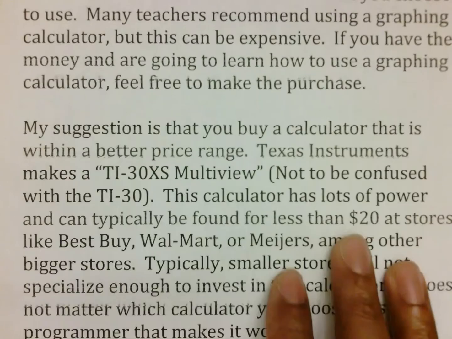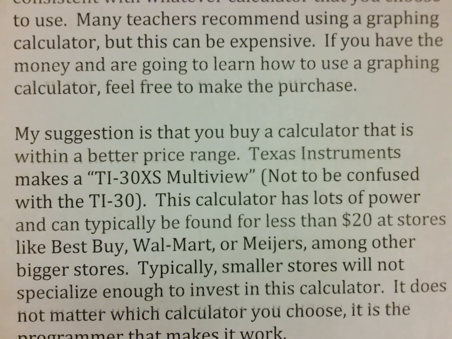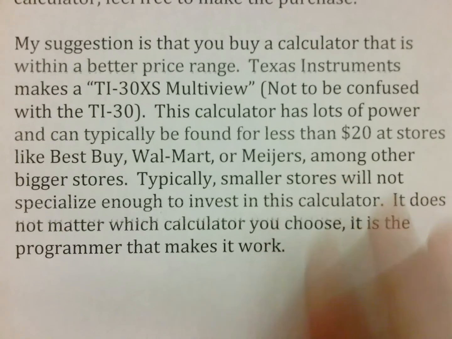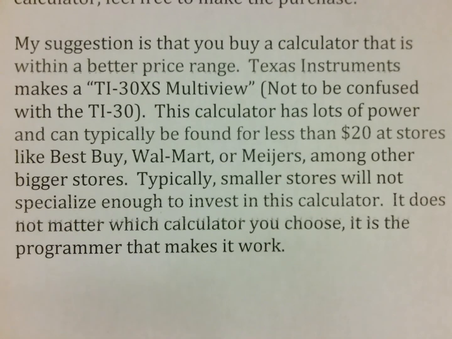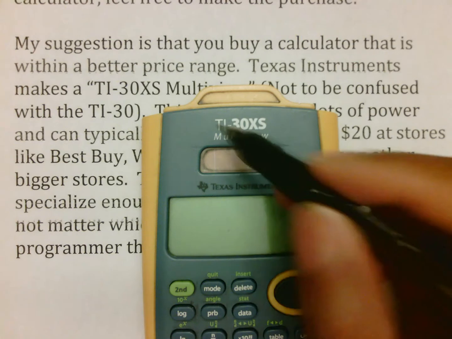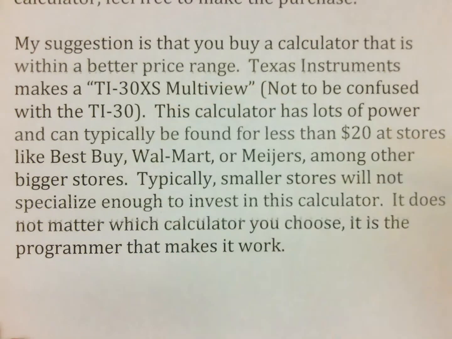But whenever you go to take a test in school, they give you whatever calculator. They don't give you any specific calculator, so you don't know what calculator you're going to get if the school is going to give you one, because they don't have that many calculators of one type. My suggestion is that you buy a calculator of a better price range. Texas Instruments makes this one, which is the TI-30XS MultiView. It is a very powerful calculator, and it usually costs less than 20 bucks.